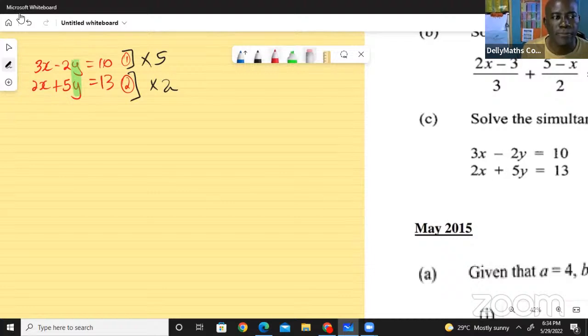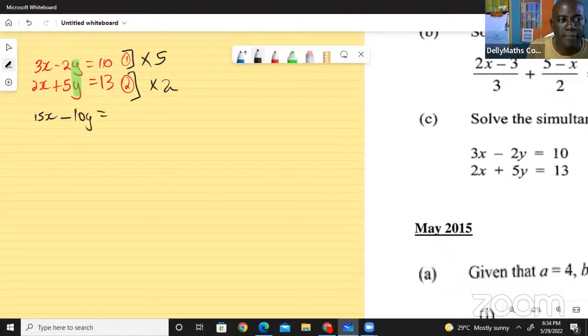All right, so we're pushing further. We're going to carry out the multiplication. 5 will be multiplied by equation 1. So 5 times 3x will give us 15x. 5 times negative 2y will give me negative 10y.